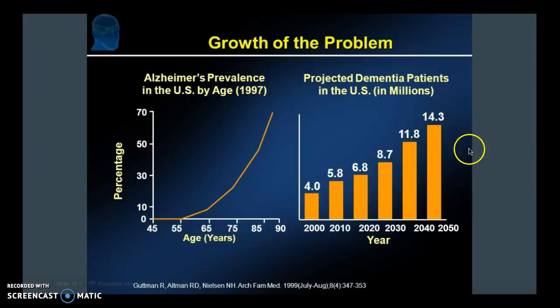With regard to the graph on the right, the projected number in millions of people diagnosed with dementia, a form of Alzheimer's disease, is rapidly increasing. By 2020, it is projected that 6.8 million people will be diagnosed with dementia, and by 2050, the projected number of people diagnosed with dementia will nearly double to 14.3 million people. This indicates that Alzheimer's disease is not only increasing in age, but is also affecting more and more people in the United States of America alone.